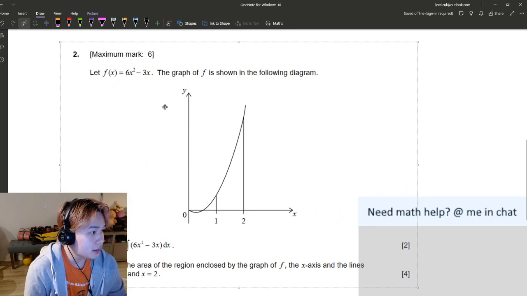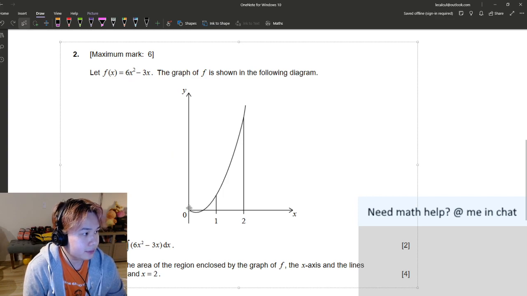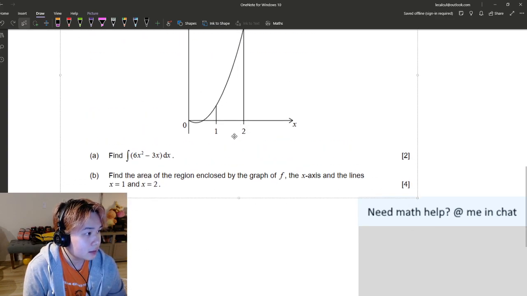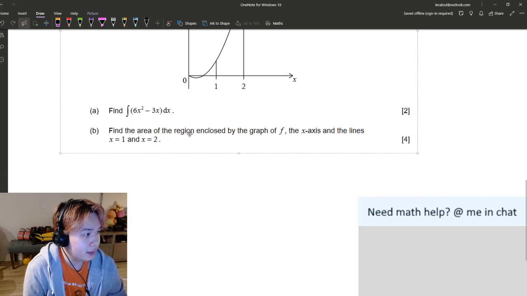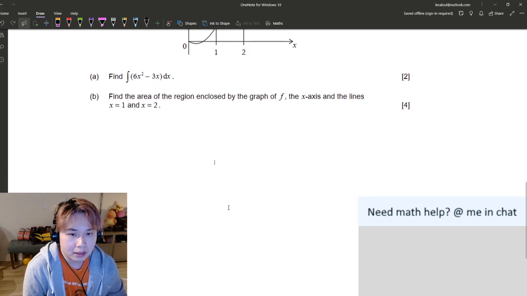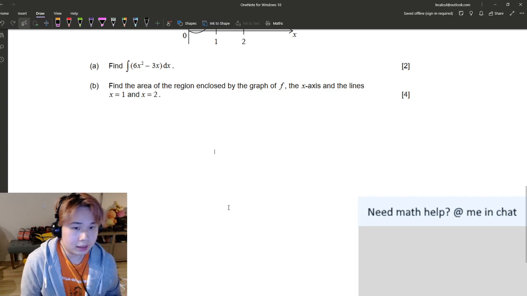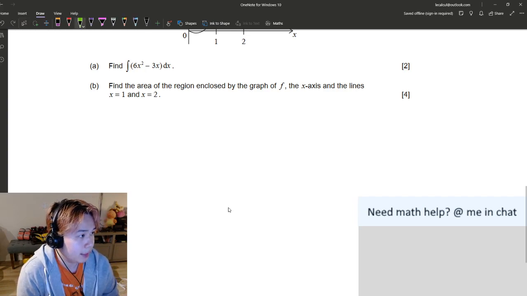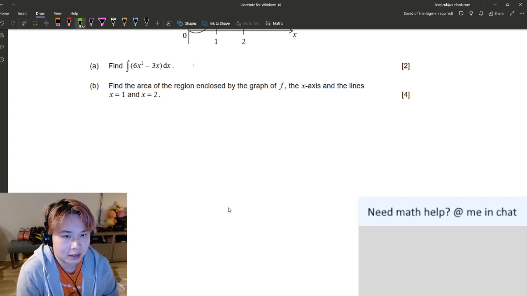Okay. So we have this graph here, and then we need to find the integral. This is the indefinite integral, and then find the area, blah blah blah, between 1 and 2. Okay, so this will be a non-calculator part in part A because you're just finding an indefinite integral. This should be pretty straightforward. You can use your formula book or just reason it out.